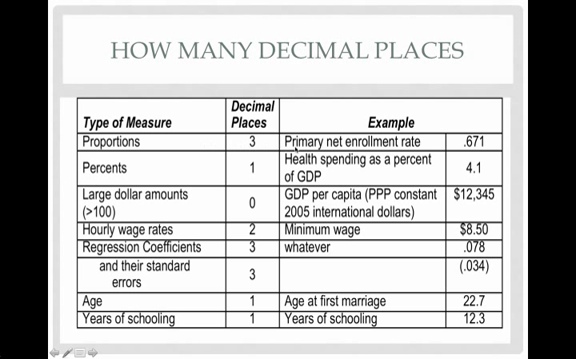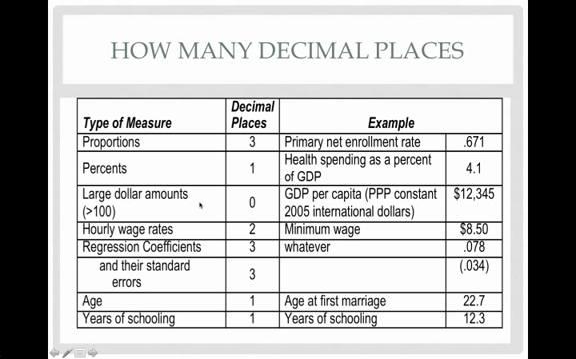Here's an example, the primary net enrollment rate. That's for schooling, 0.671. That's like 67.1%, but 0.671 is a proportion, so 3 is fine there. For percents, you just need 1. Health spending as a percent of GDP, 4.1.